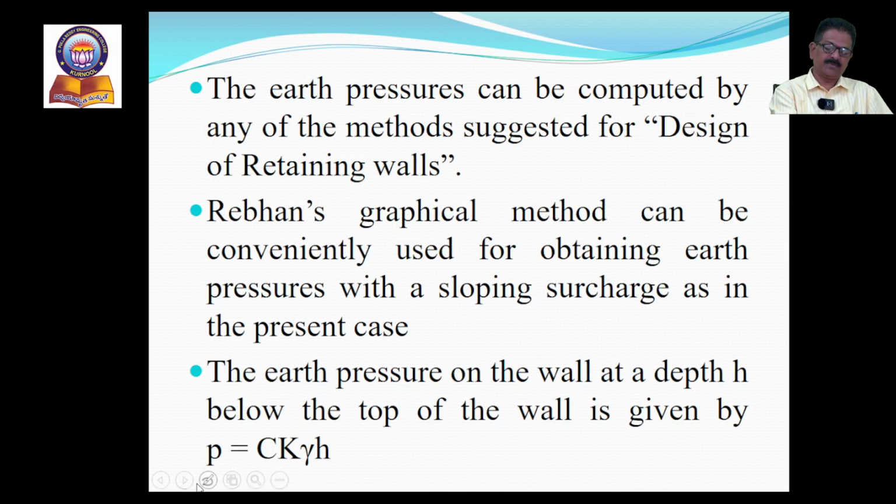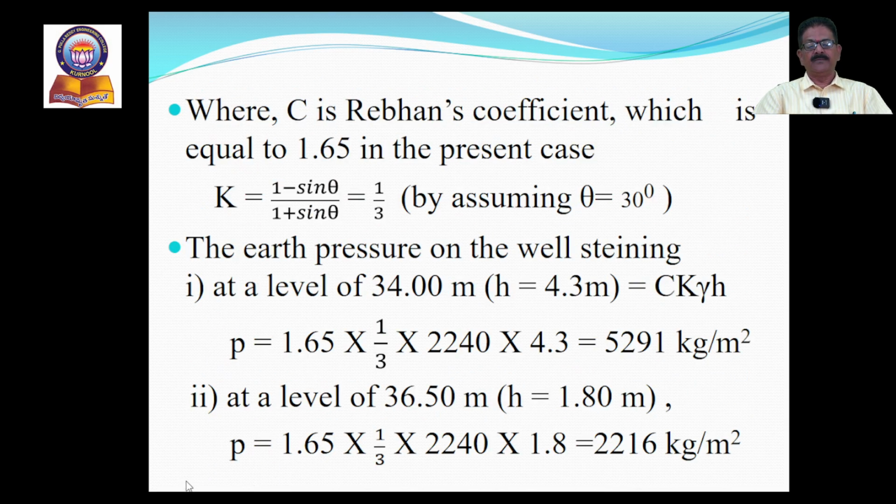Let me explain about these constants also. Where C is the Rebhann's coefficient, which is equal to 1.65 in the present case. As it is a graphical method, we need to determine the coefficient C from the existing size and shape of the earth bund. Accordingly, we got this value as 1.65, the constant. The procedure to determine this coefficient C is not explained in this case. So let us consider that as 1.65 meters.